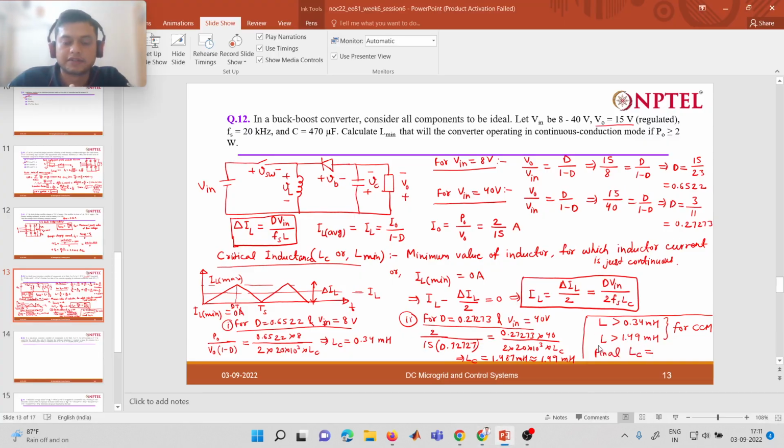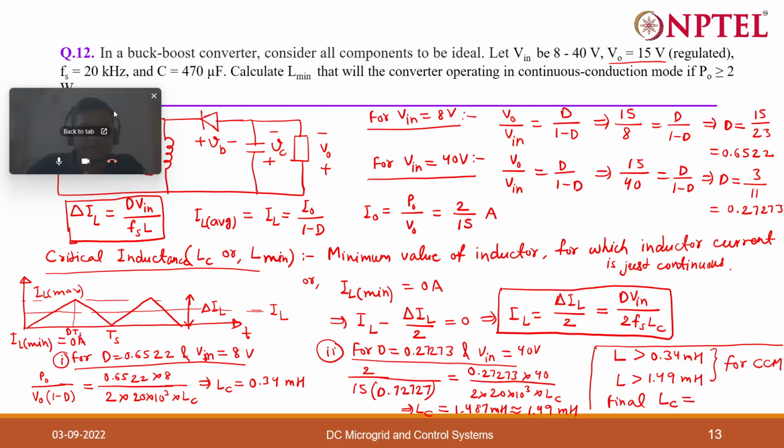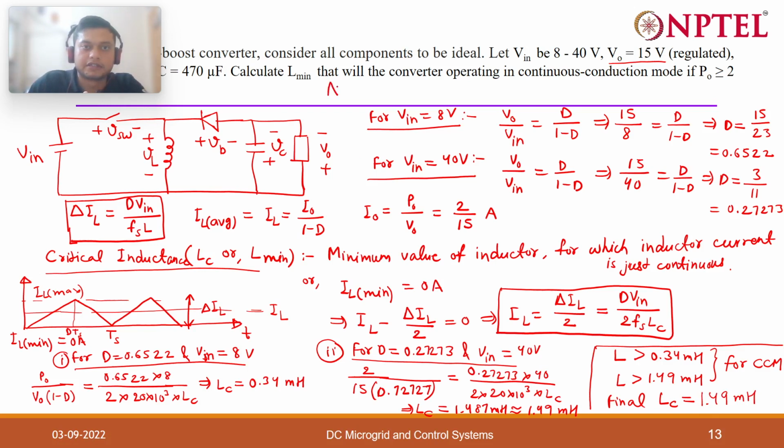So if you see by inequalities, L should be greater than 0.34 millihenry and L should be greater than 1.49 millihenry. So the final value should be greater than 1.49 millihenry, such that it satisfies both the equations. So final LC value will be 1.49 millihenry. So the correct answer for this question is 1.49 millihenry.